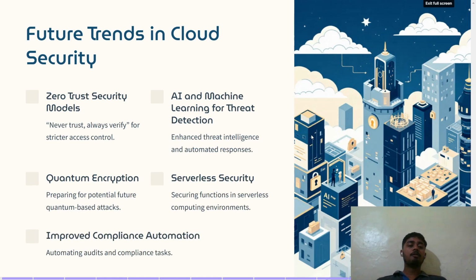Now let's see the future trends in cloud security. So the first one is zero trust models: never trust, always verify, for stricter access control. Then AI and machine learning for threat detection, and quantum encryption. This means preparing for potential future quantum-based attacks. Then serverless security, securing functions in serverless computing environments, and last, improved compliance automation, that is automating audits and compliance tasks.